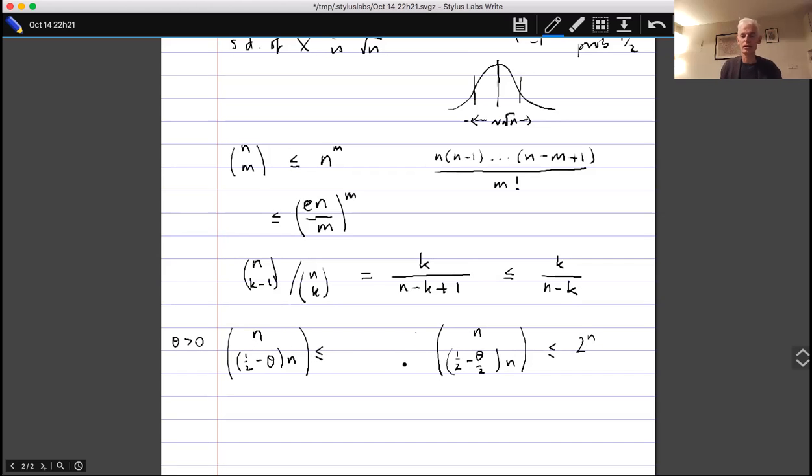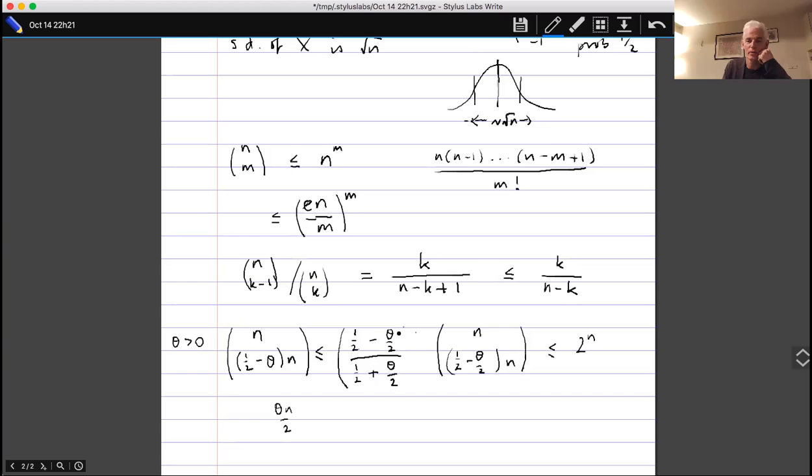Now, what can we say? I want to put in something here. Now, I've got a sequence of binomial coefficients running from this one to this one of length theta n over 2. And for each one, the ratio is going to be at most k over n minus k, where k is the sort of thing on the bottom. So it's going to be at most (a half minus theta over 2) divided by (a half plus theta over 2).